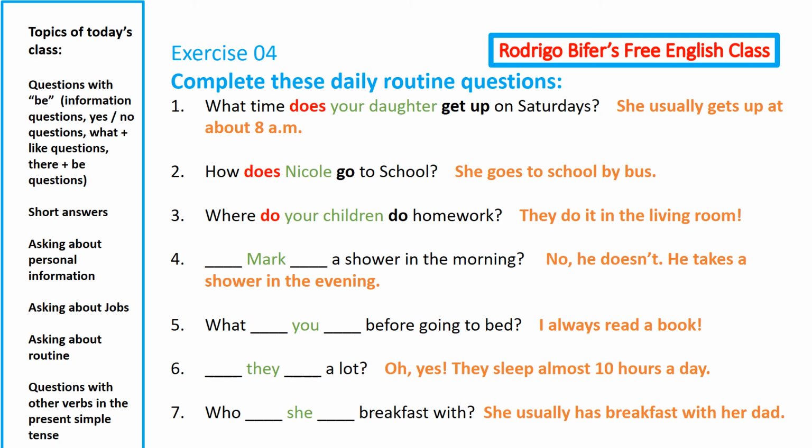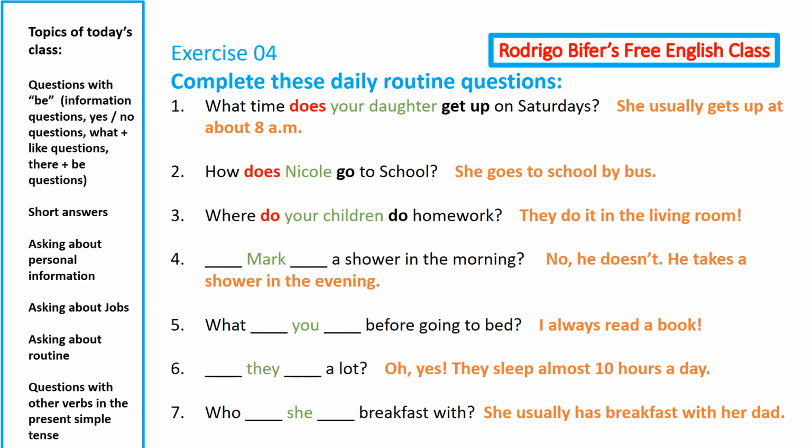We have do again. Do as the main verb and do as the auxiliary. That's normal in English. When we have the verb do, we usually have a repetition of the verb do, because we have do as the main verb and also do as the auxiliary, just like in the question that we asked a few slides ago. What do you do? Where do your children do their homework? They do it in the living room.